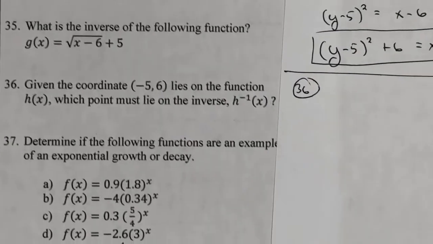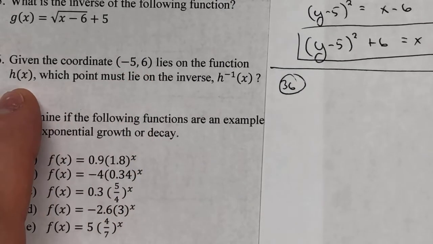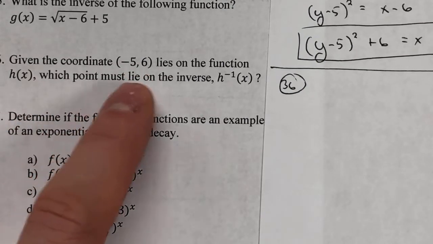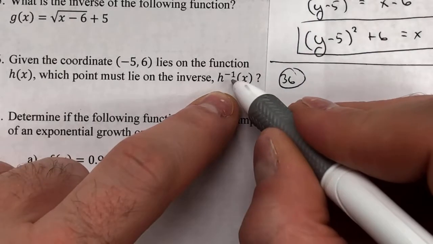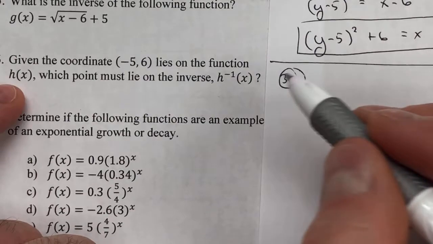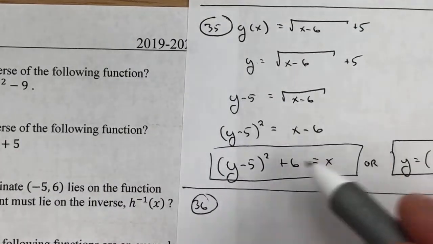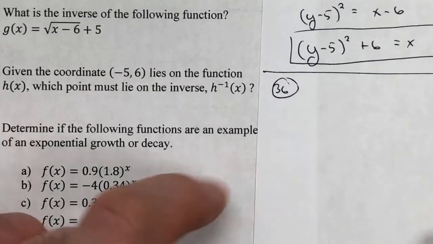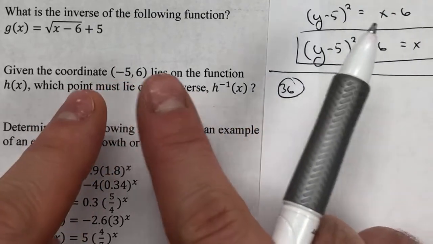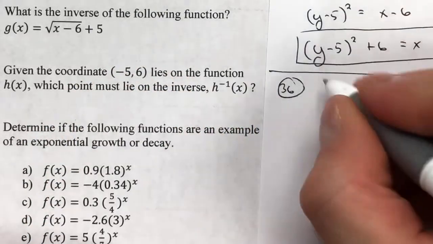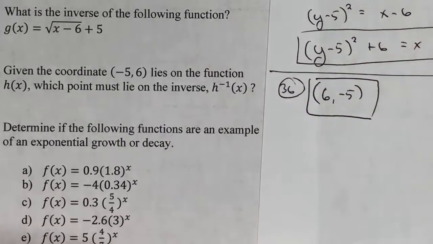So number 36 says, given the coordinates negative 5, 6 lies on the function h of x, what point must lie on the inverse, h inverse of x? So the h inverse is the inverse of h. And remember, the inverse simply means, as we've done previously, that we've swapped the x and the y's. So if this lies on h, what point must lie on the inverse? Well, let's swap the x and the y's. It's just going to be 6, negative 5. That's it.